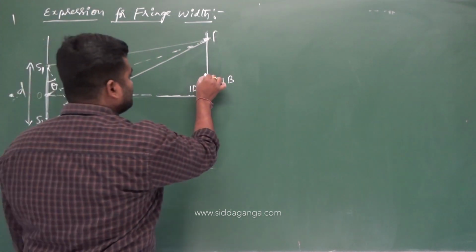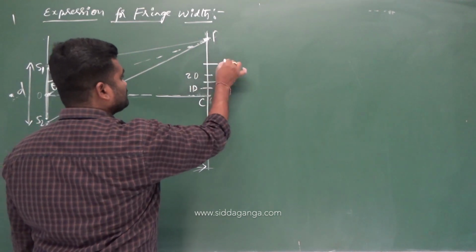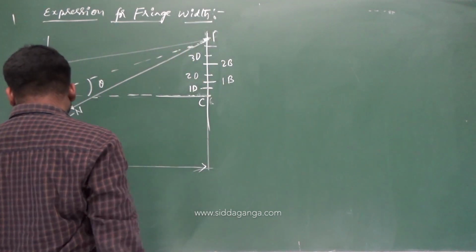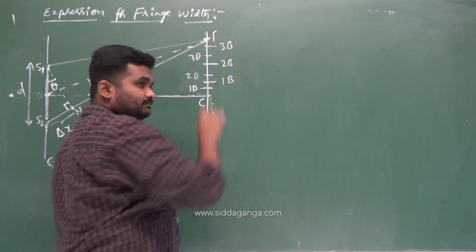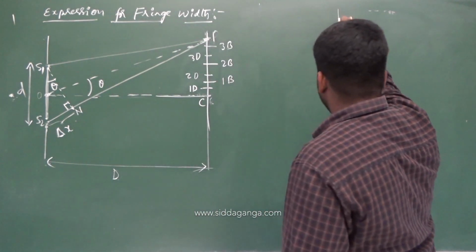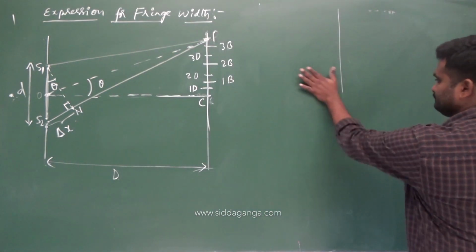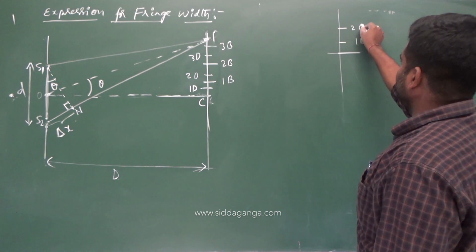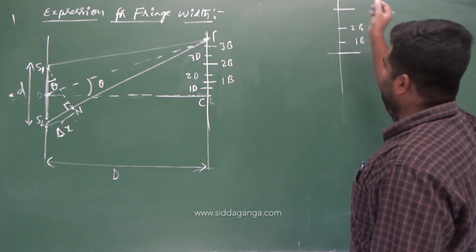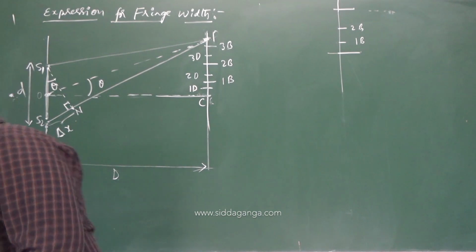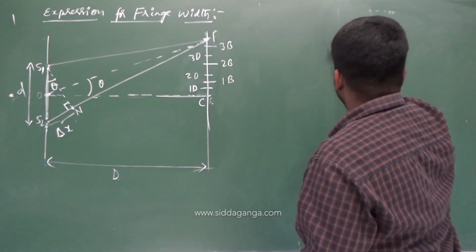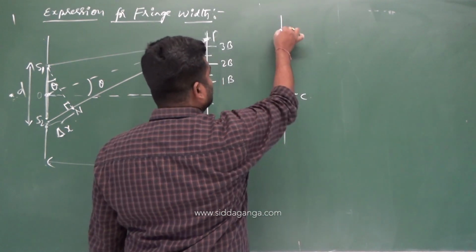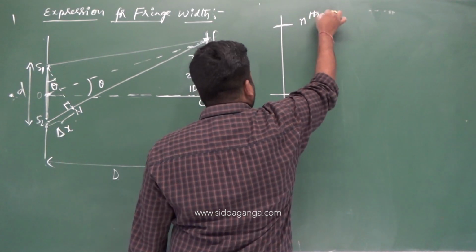And next, this is second dark, this will be second bright, and next third dark and third bright, and so on like that. I will take it here for your understanding. This is the first bright, no? This is second bright. Like that, and somewhere here I am going to take nth bright. This is central, and here it is nth bright fringe.